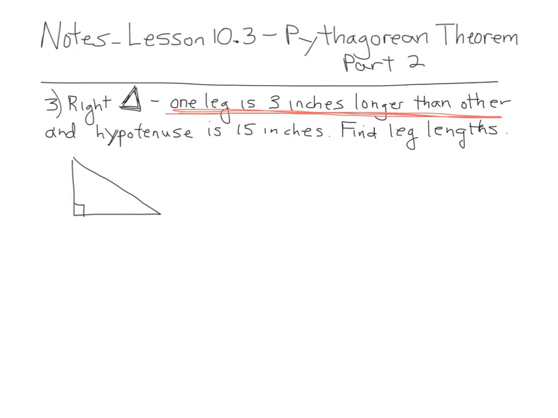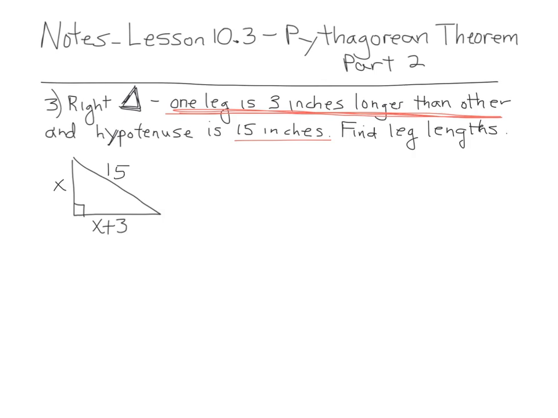So let's make the shorter one x. And the other one is x plus 3 because it's a little bit longer. When you measure something and it's longer, you would add 3 inches if it's 3 inches longer. And then the hypotenuse, remember, is always the one that's across from the right angle. And so the hypotenuse is 15 inches. Oops, let's use black.